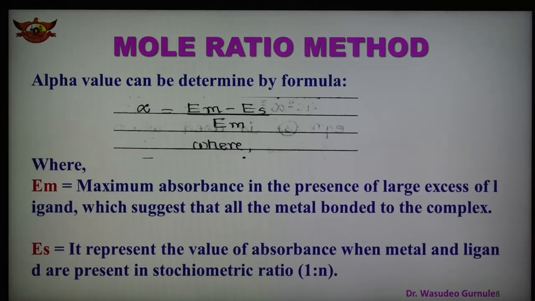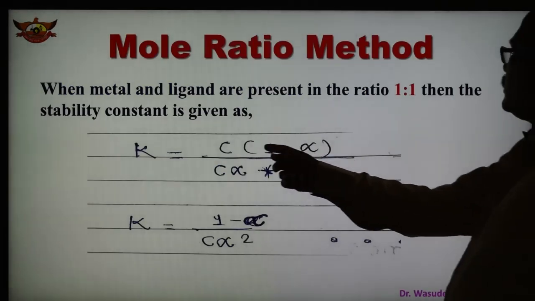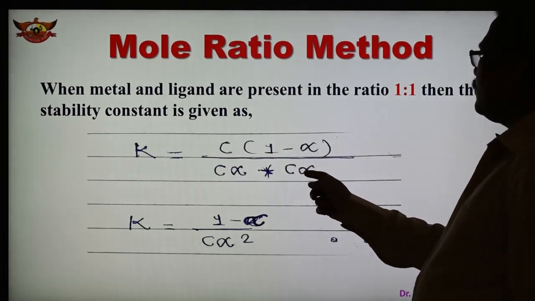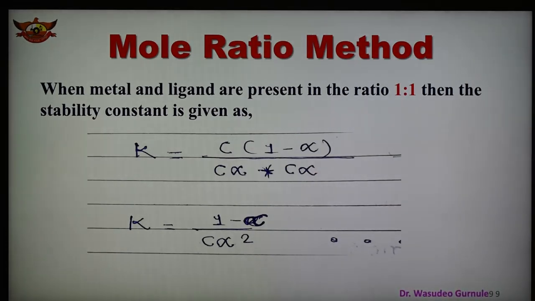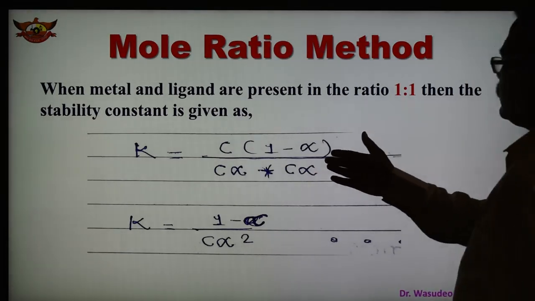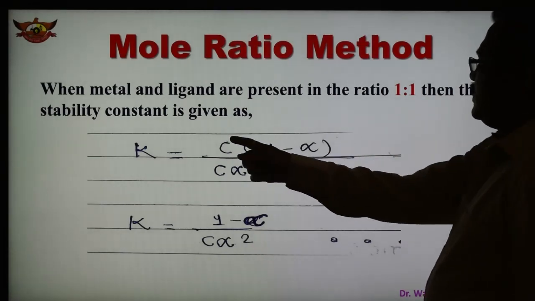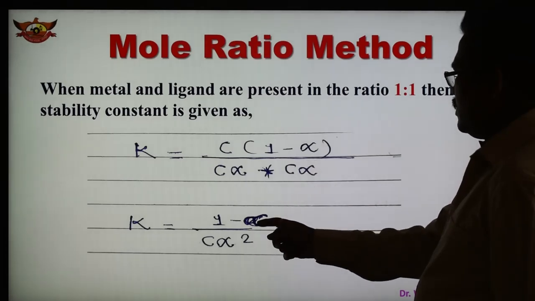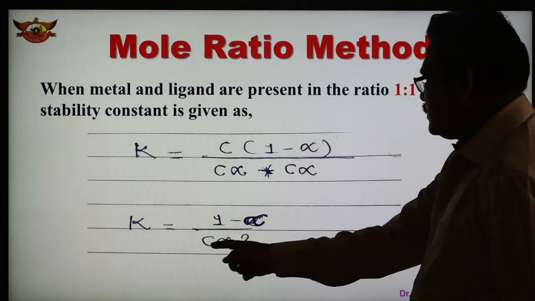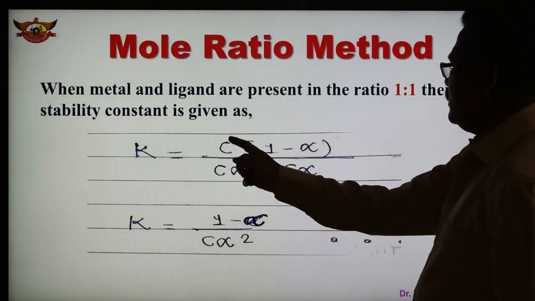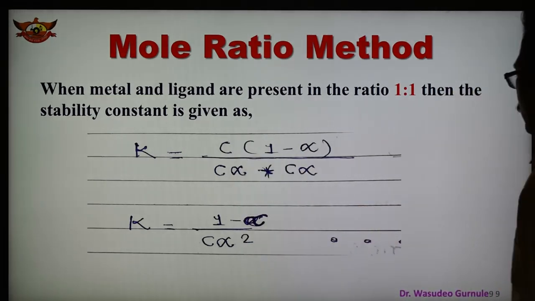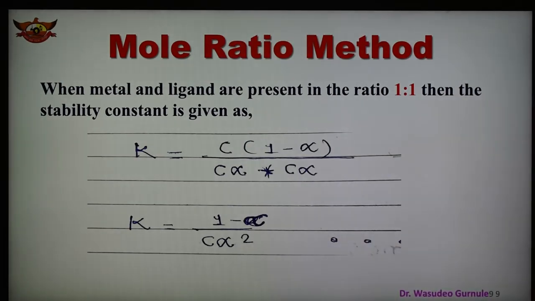So from equation 1 we obtain C into 1 minus alpha for the complex, C alpha for the metal concentration, and the ligand is also C alpha because n is 1. That is why we obtain this value from equation 1. Now this C and this C can be cancelled, and what is left? 1 minus alpha on top, and C alpha square below. So this is equation number 2.